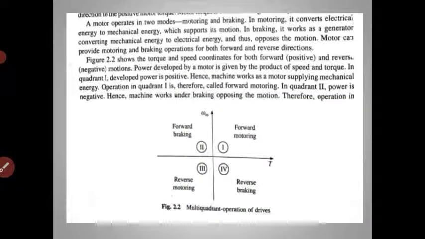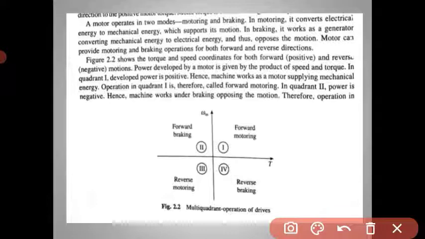The figure here shows the multi-quadrant operation of drives. It means more than one quadrant of operation. Let us have a little discussion over the quadrant diagram. We know a motor operates in two modes: one is motoring and another one is braking.